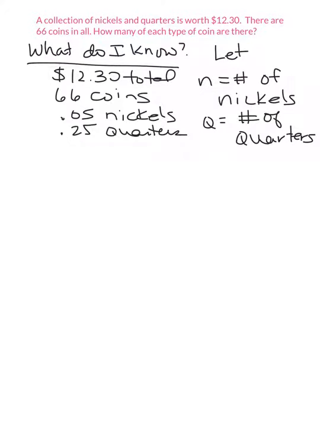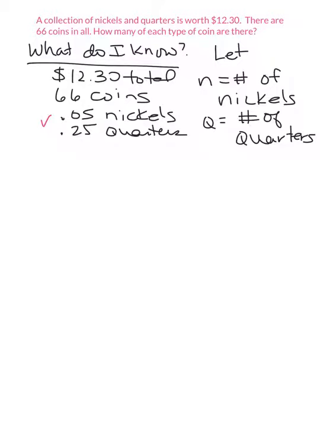Our next problem deals with money. It says a collection of nickels and quarters is worth $12.30. There are 66 coins in all. How many of each type of coin are there? So again, I made a list of what I know. $12.30 is our total. We have 66 coins. The other thing we have to add is the value of the coins. So nickels are 5 cents and quarters are 25 cents.